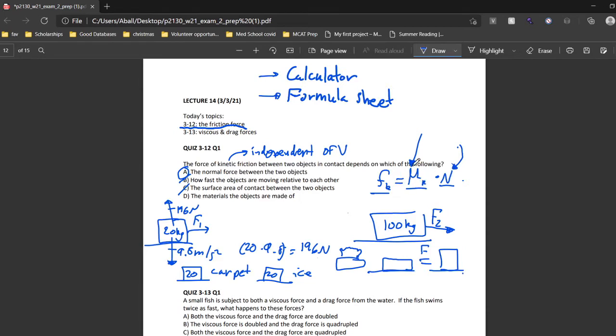And as such, it impacts this equation in that it changes this coefficient here, meaning this coefficient is smaller on ice and greater on carpet. So therefore, the materials the objects are made of does play a role in the force of kinetic friction between two objects.